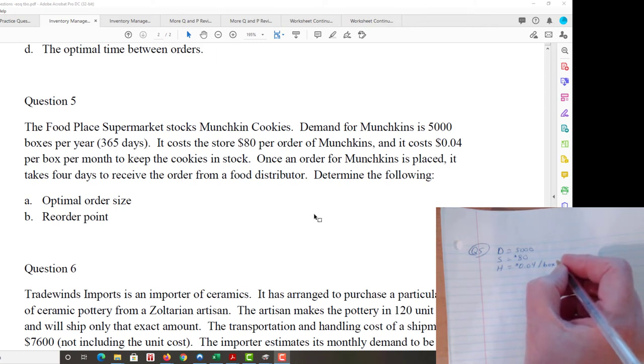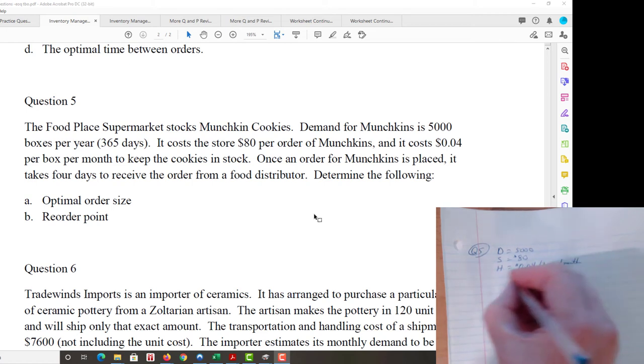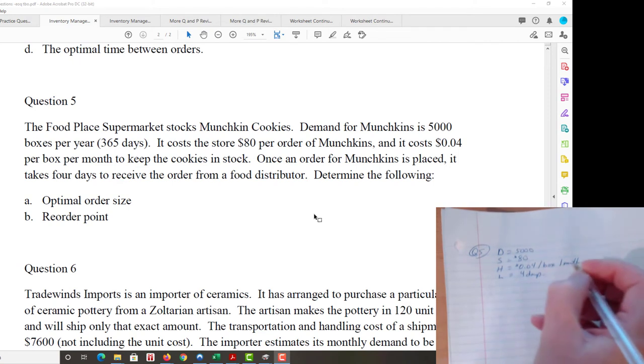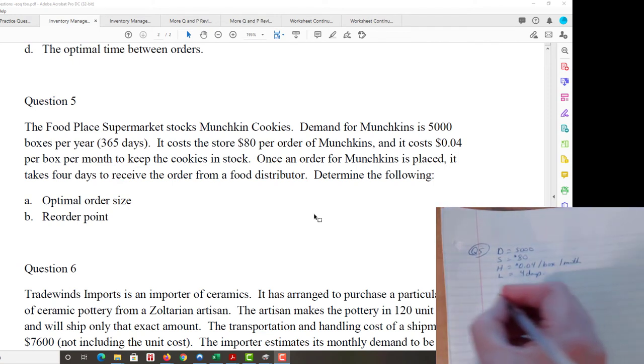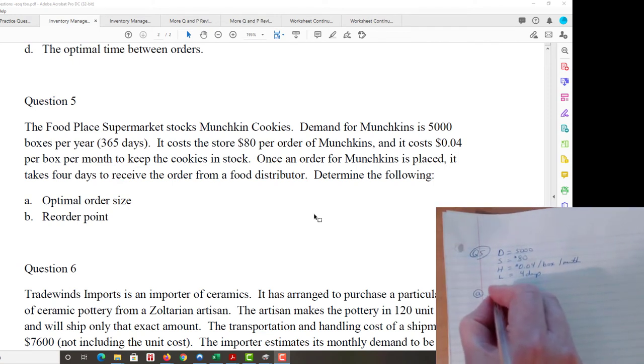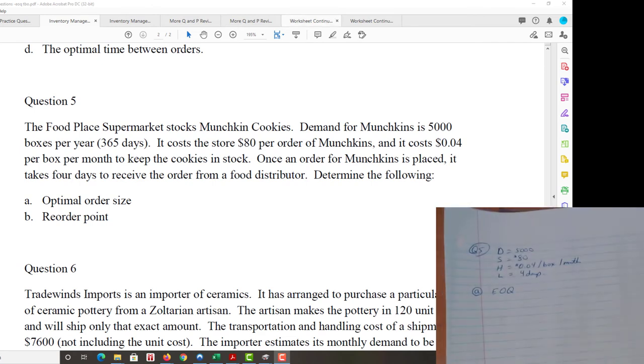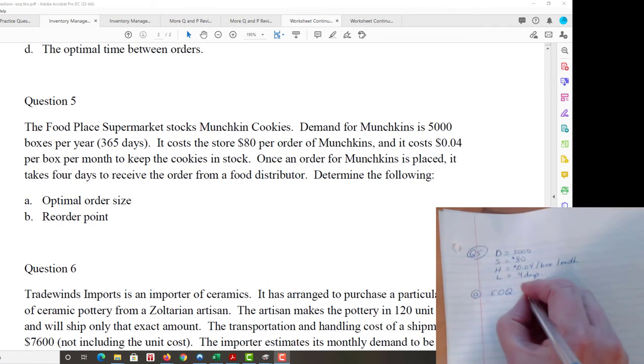Interesting. Once an order for Munchkins is placed, it takes 4 days to receive the order from a food distributor. L equals 4 days. Determine the following. A, optimal order size, EOQ. What could EOQ be? So plug all that in.